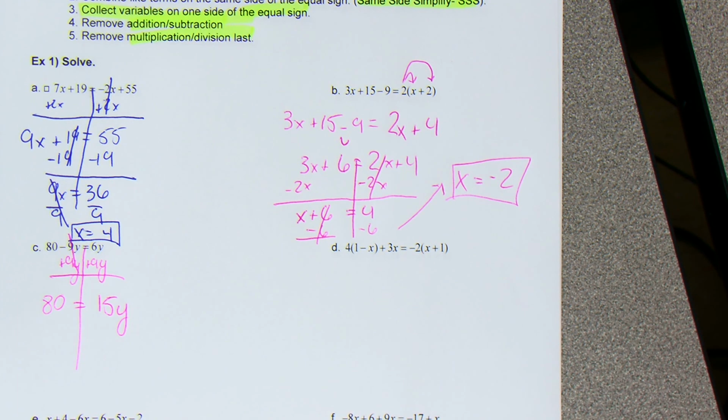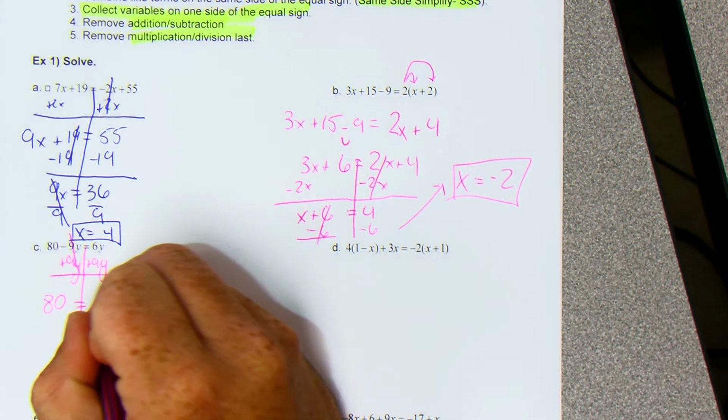Okay, so after I've collected all my variables on one side of the equal sign, I need to remove addition and subtraction. We do not have any addition and subtraction. So I know that this 15 is multiplying my y because it's attached to it. So in order to get my y by itself, I need to do the opposite operation, which would be division. So I'm going to divide both sides of the equation by the number that's multiplying my variable, which in this case is this 15. Okay, so I'm going to divide both sides of the equation by 15.